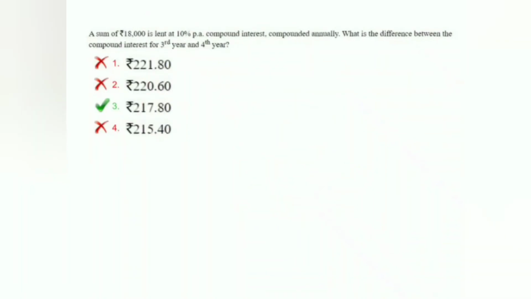A sum of 18,000 is lent at 10% per annum compound interest compounded annually. What is the difference between the compound interest for the third year and the fourth year? We know the first year interest rate is 10%. Second year the rate is 10%, but you have to find interest on interest. Therefore it will increase by 10%, so increase it by 10%, you will get 11%.